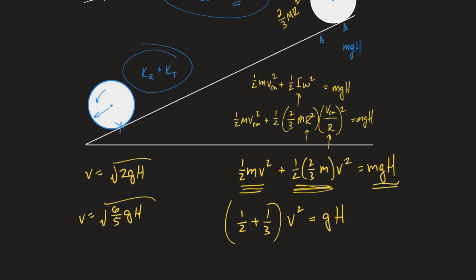But if I grab a disc or a sphere or something like that, it won't. It's going to be much slower. And this is much slower. So we should expect that objects that roll are going to make it to their destination slower. This has a lot of impact.